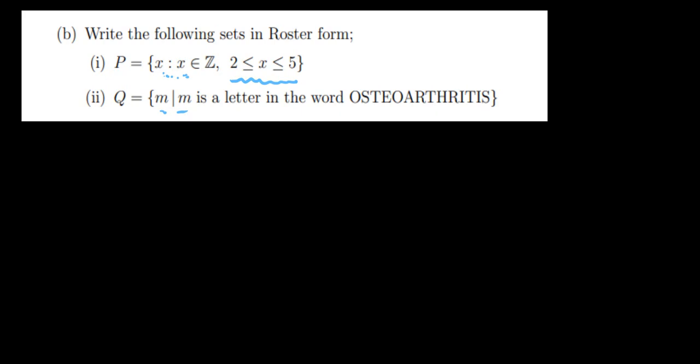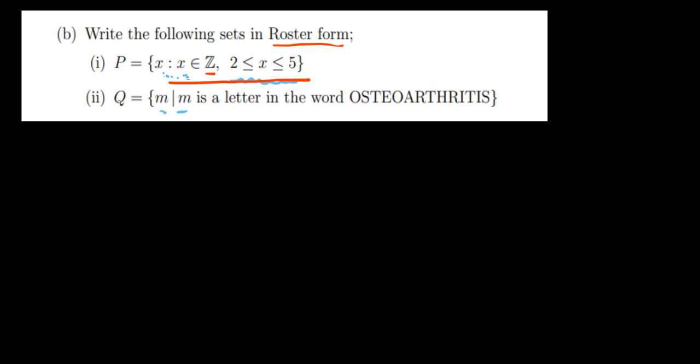So they're saying write the following sets in roster form. So we have to list the elements in this set here. All right, they're saying set P is a set of all x's such that x is a member of Z. So Z is a set of which numbers? Yes, Chiba? It's a set of integers.